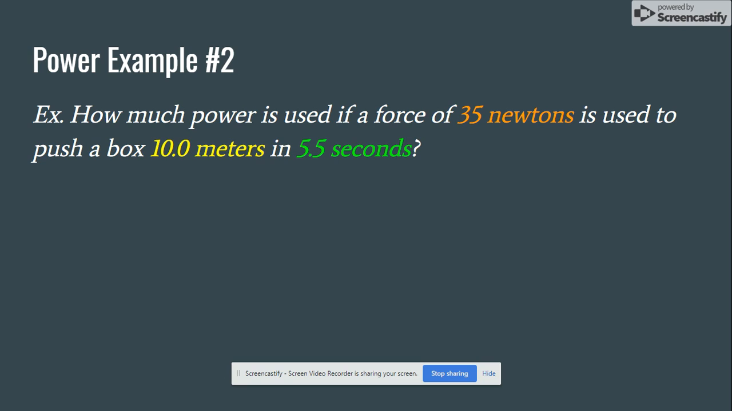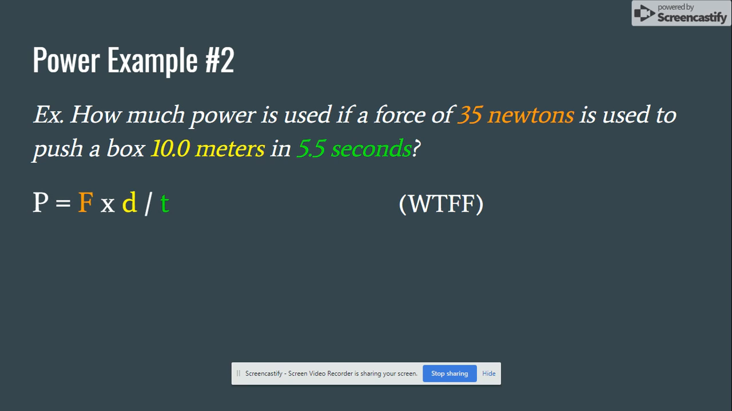How much power is used if a force of 35 newtons is used to push a box 10 meters in 5.5 seconds? Make sure that you are writing that down. So you got a box, it has a certain weight. We could measure that weight in pounds, but instead we're going to measure it in newtons. You're pushing that box 10 meter sticks along the floor in 5.5 seconds. How much power did it take to do that?